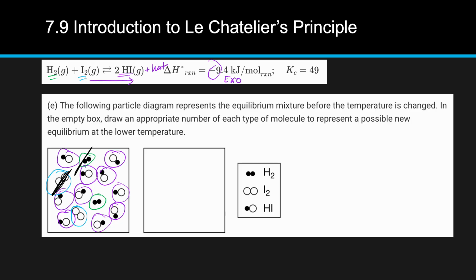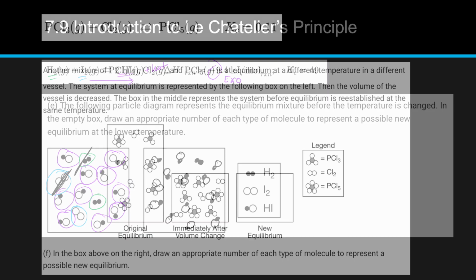So let's go ahead and draw our reactants first. We have 1 of each left. And then again, we originally had 10 HI molecules, and now we added 2 more, so 12 HI molecules. And just make sure they're sporadic and rotated. And that could be your answer.